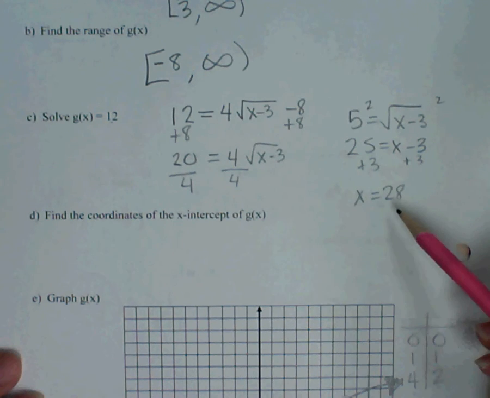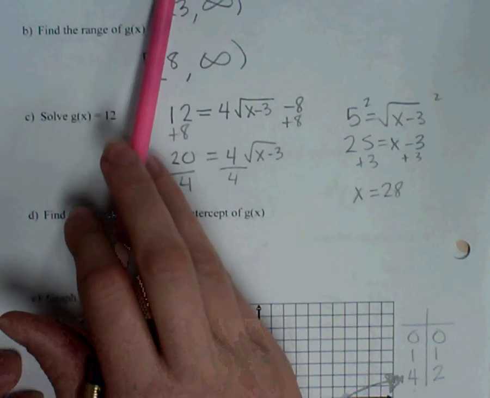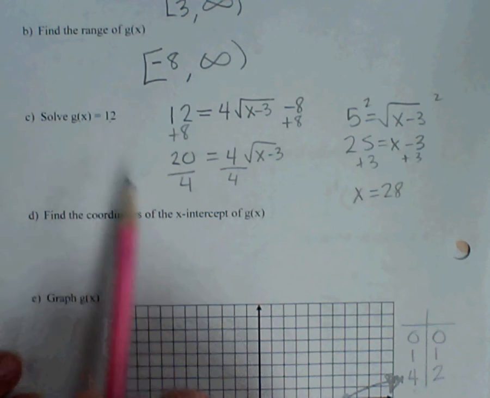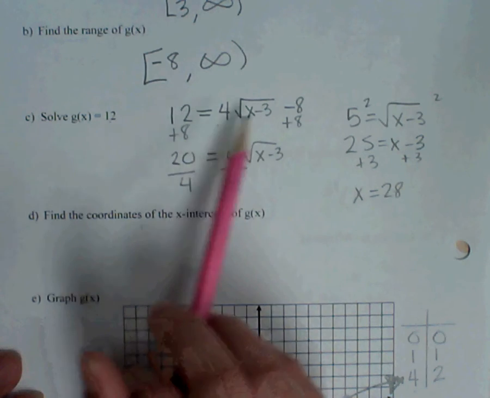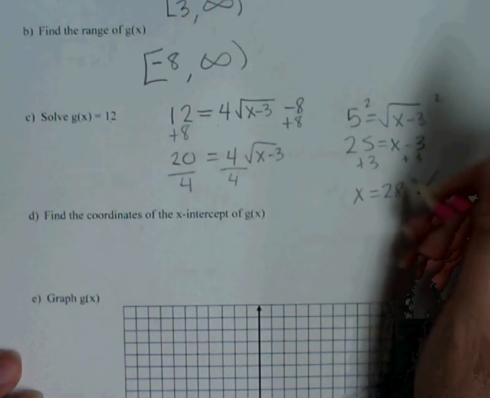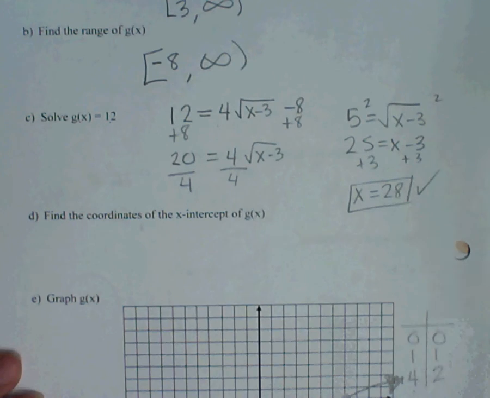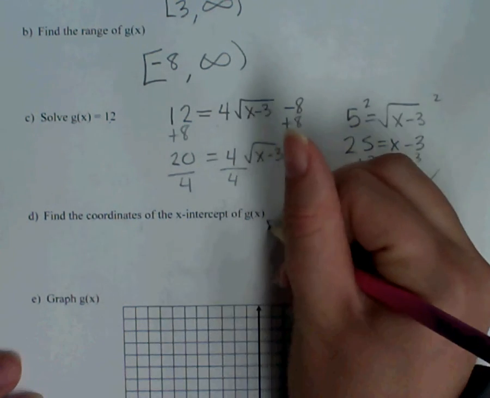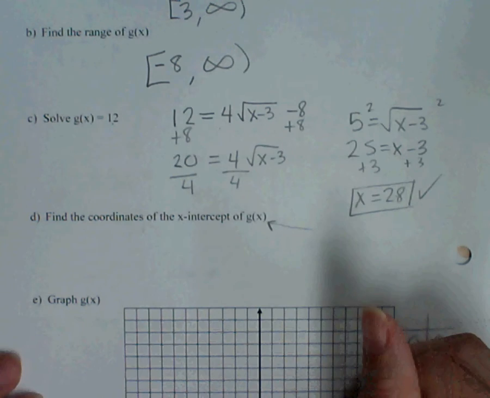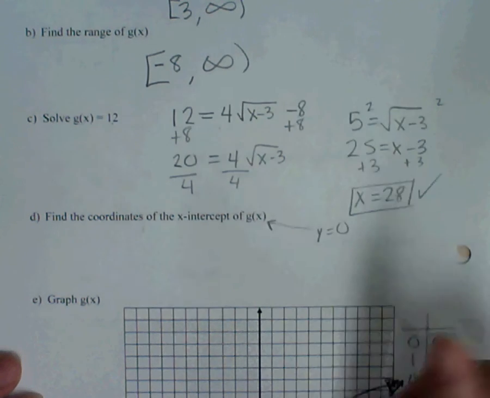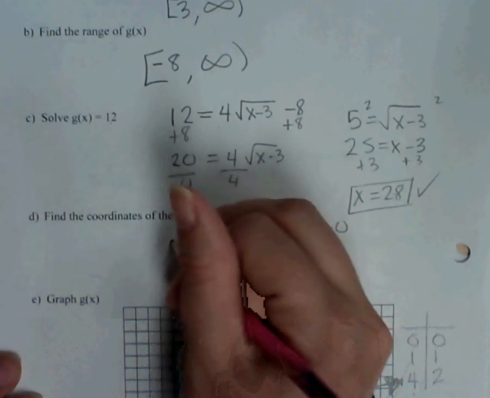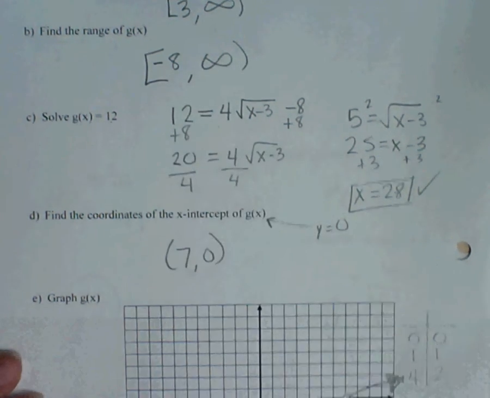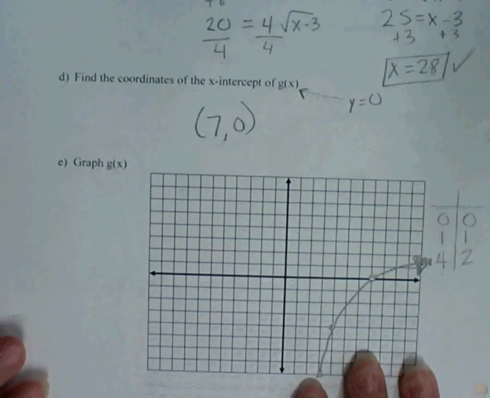You can always plug this back in to check. 28 minus 3 is 25. Square root of 25 is 5. 5 times 4 is 20. 20 minus 8 is 12. So that works whenever I plug it back in. Find the coordinates of the x-intercept. Well, the x-intercept occurs when it crosses the x-axis or when y is 0. And that happens right here at 3, 4, 5, 6, 7, so 7, 0. We've got our graph, and we're finished with this problem.